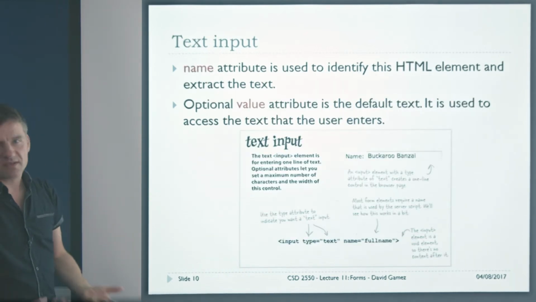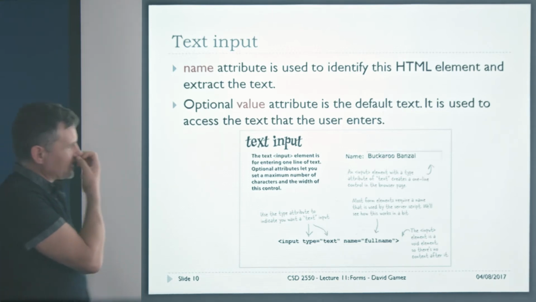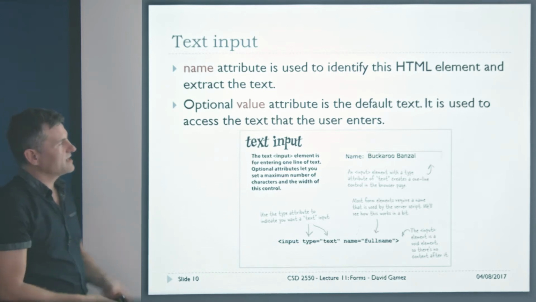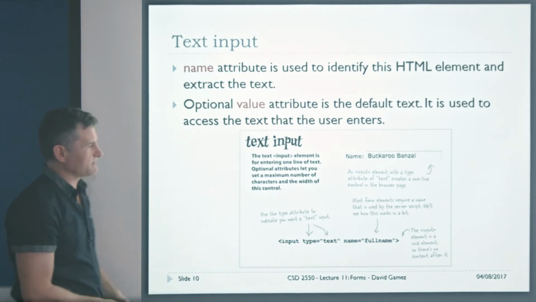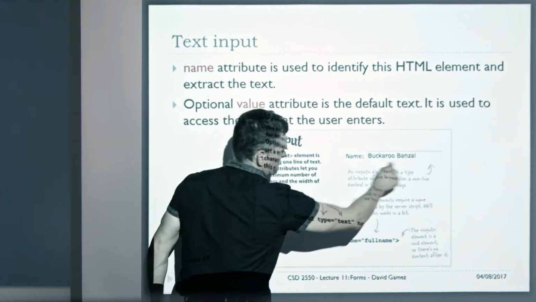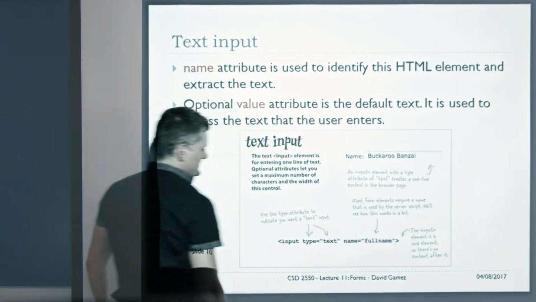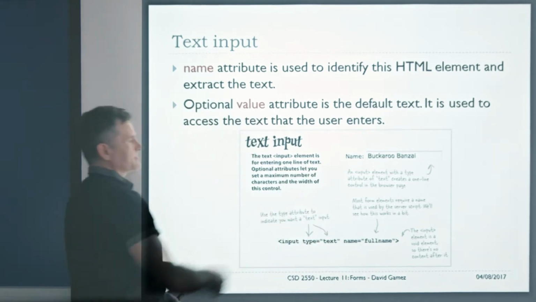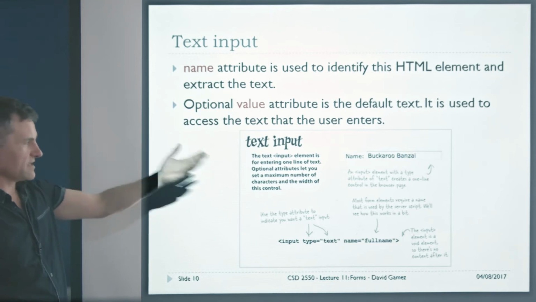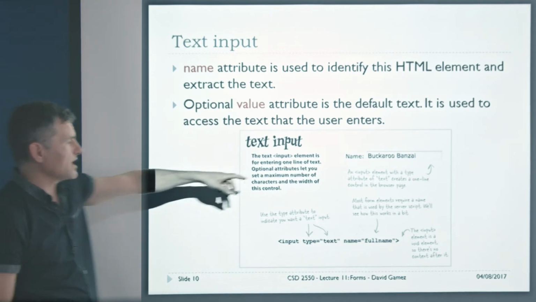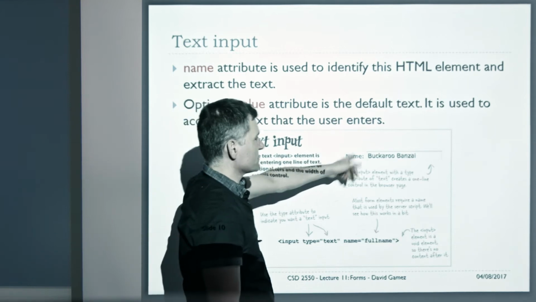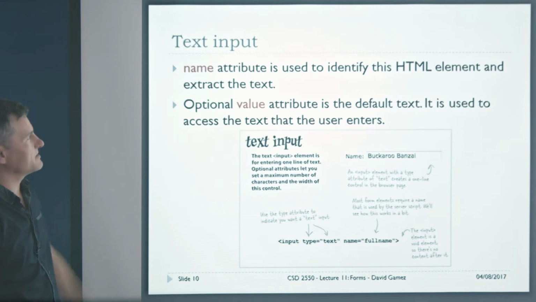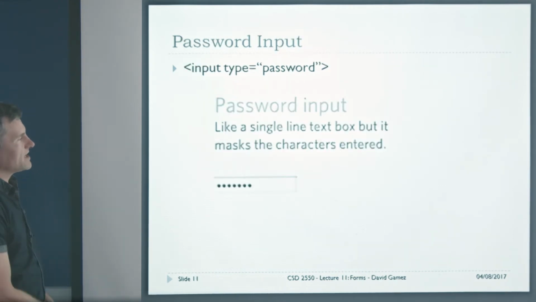So text inputs, one of the more standard ones. It has a name attribute, which is used to identify the HTML elements, as explained. And the value attribute you can use to set the default text. So text input is just this bit here, where the user can type some stuff. And then we specify that it's type text, and name, that's what the server uses to access the input field. And we can also give it a value if we wanted to set Buckaroo Banzai as the default text, or something else. Then we've got password input.